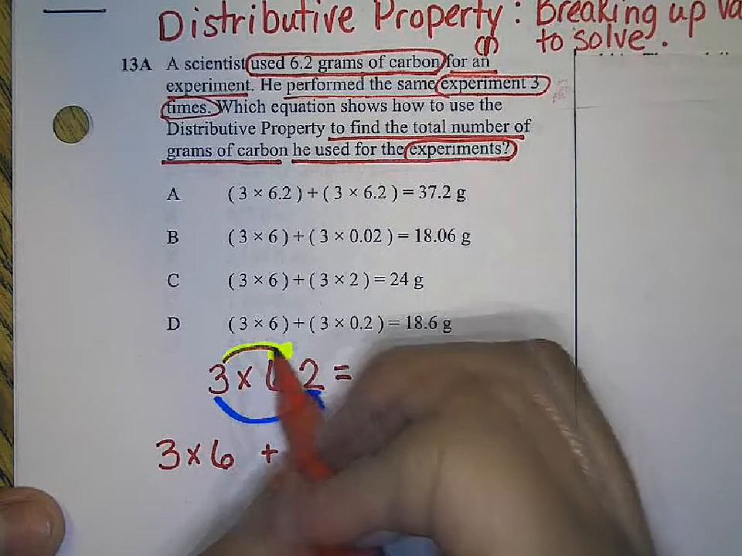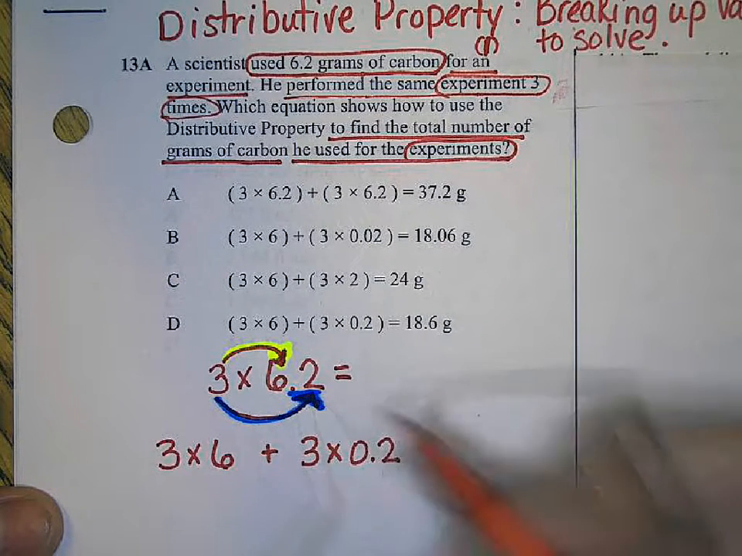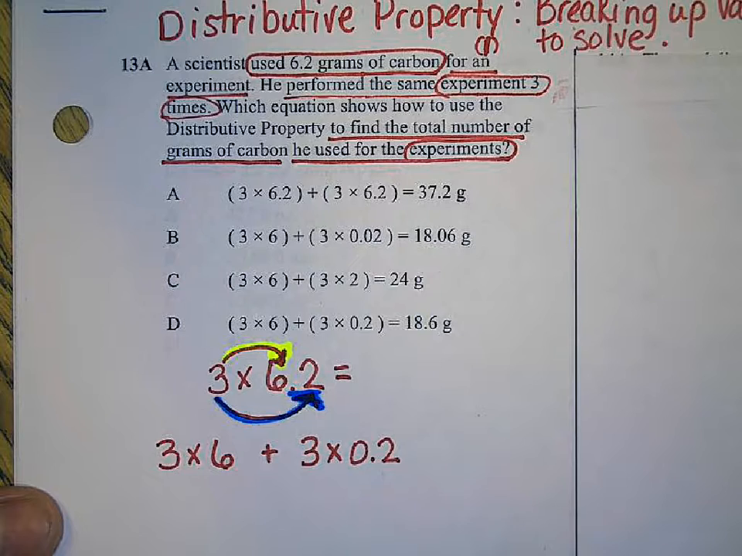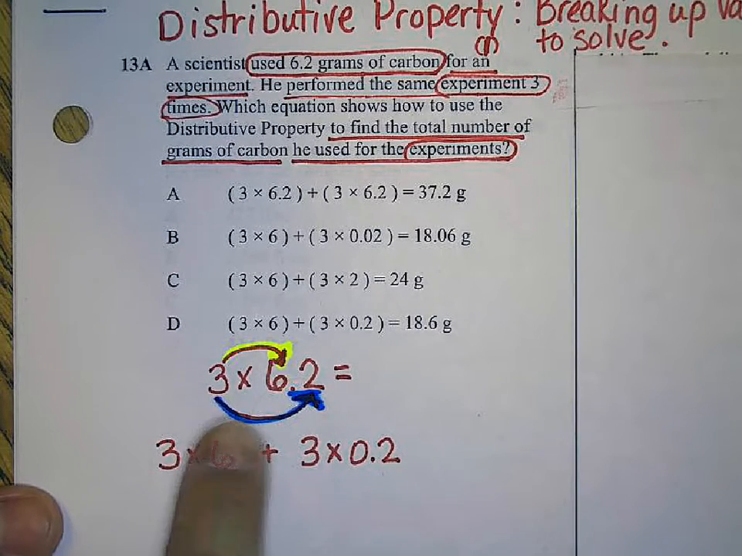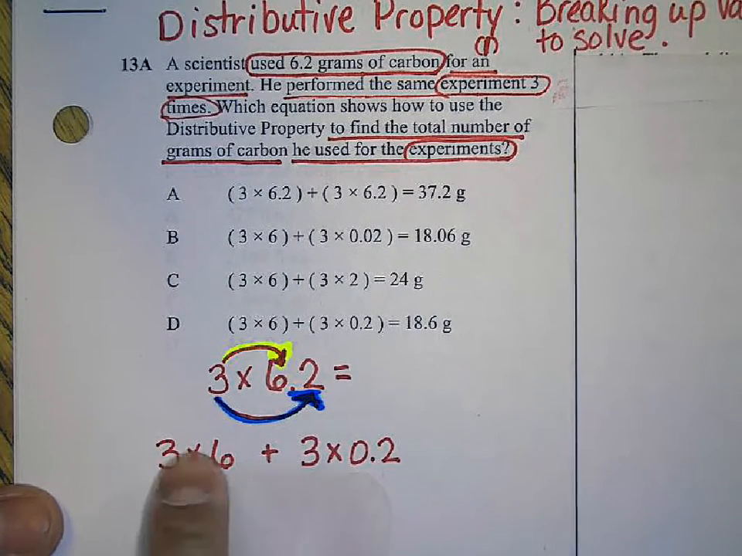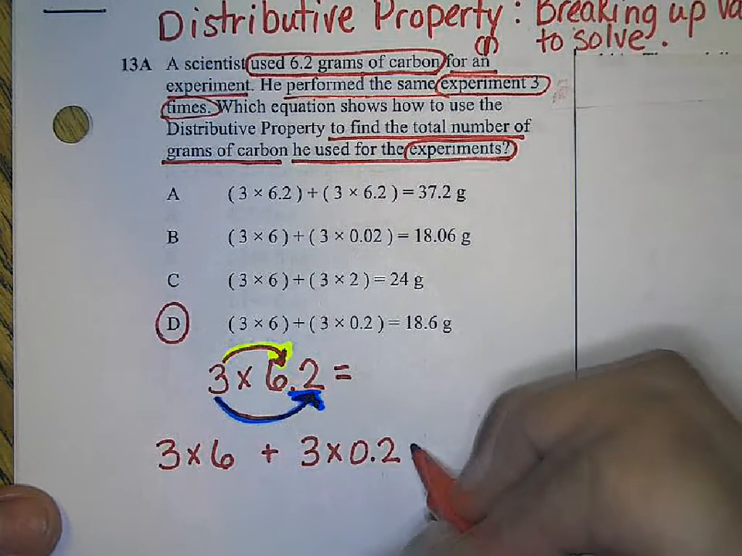So first I do this, then I do this. I broke it down into the values. I'm taking my number and I'm multiplying the first whole number, then I'm multiplying the decimal portion of that number. I'm breaking it up. I've distributed my 3 to multiply it times 6. I've distributed my 3 to multiply it times 0.2. Which one looks like this? Very good. D.